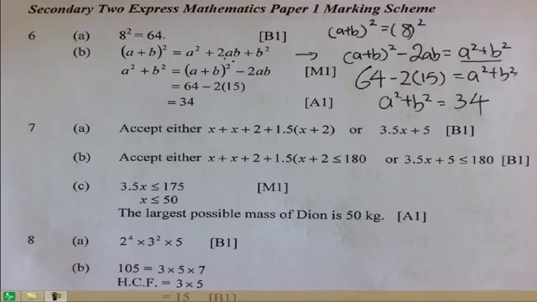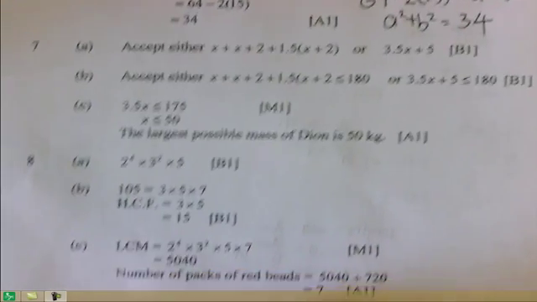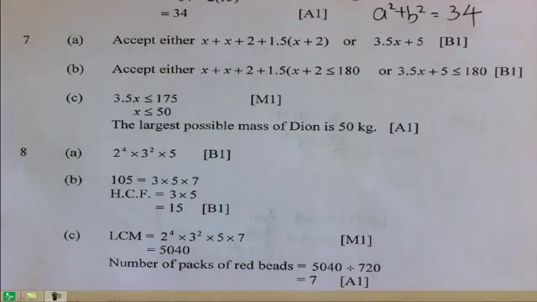Now we move on to question 7. Question 7 is about mass. Dion is x kg, Ethan is 2 kg heavier than Dion, and Samuel is 1.5 times as heavy as Ethan. Find the total mass.